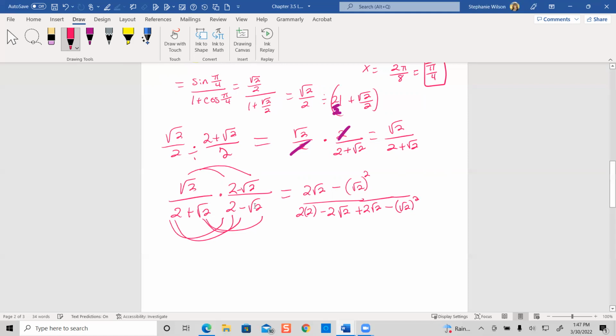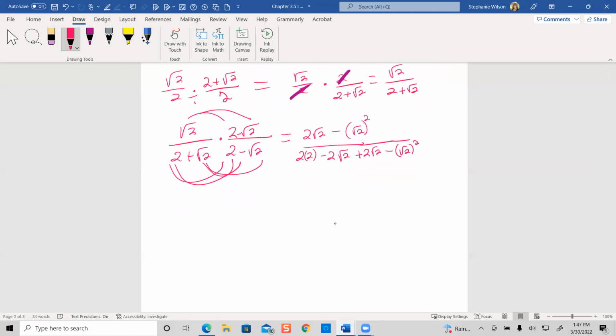All right, so now let's finish up. On top, I have 2 times 2, which is 4. And if you notice, the middle terms go to 0, so we don't have to write them down. I have minus square root of 2 squared, which becomes 2. On the bottom, 4 minus 2 is 2. Now I have square root of 2 minus 2 all over 2, and I can reduce. 2 goes into 2 once. And this is my answer. That's the answer.